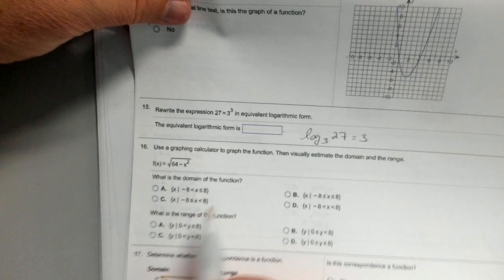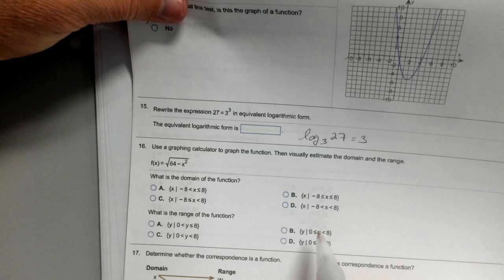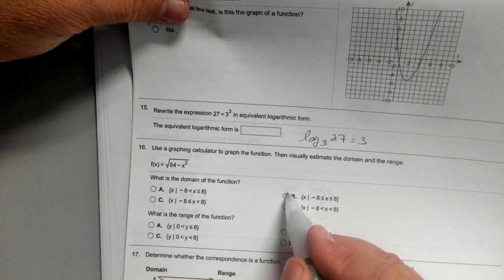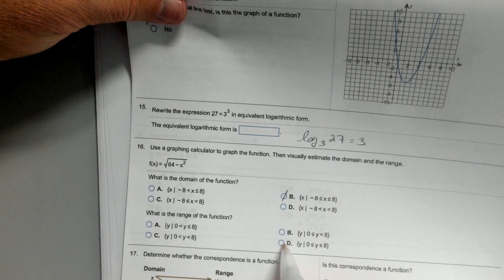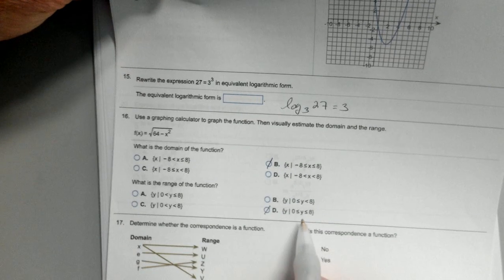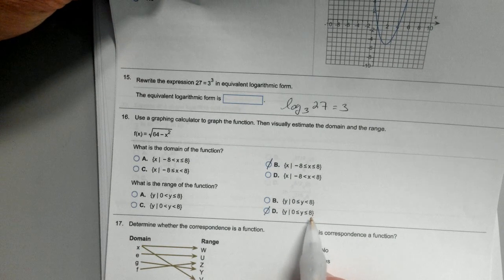So what do we have here? Answer is B and D, because it can equal 0 and it can equal 8. They're both included.